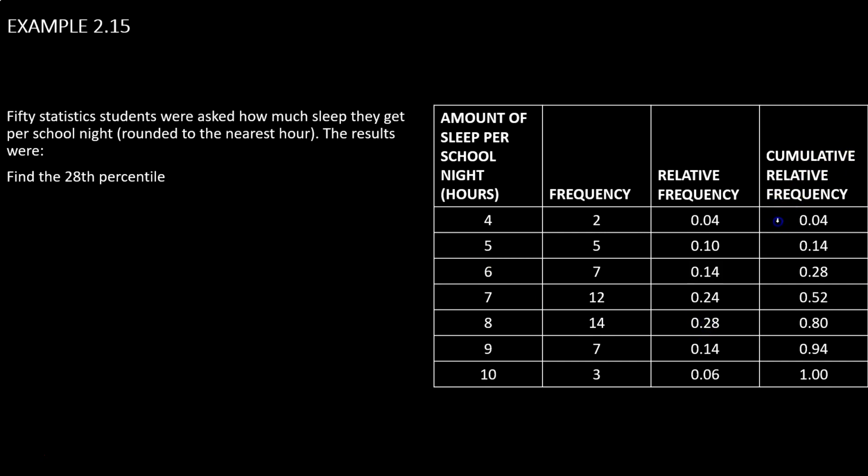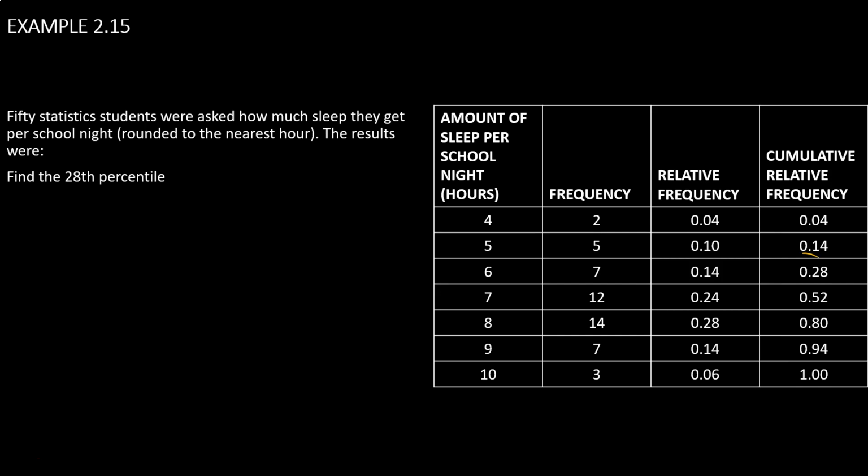Notice that as we go down the column, we're adding up all of the relative frequencies. So the 0.28 in the cumulative relative frequency column tells us that in the first 3 rows, we have 28% of the data. Not just in the row where 0.28 shows up, but in that row and including the 2 above it. So all of the students that responded they sleep 4, 5, or 6 hours each night make up the bottom 28% of the data.